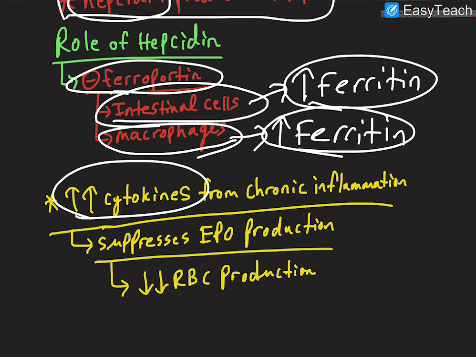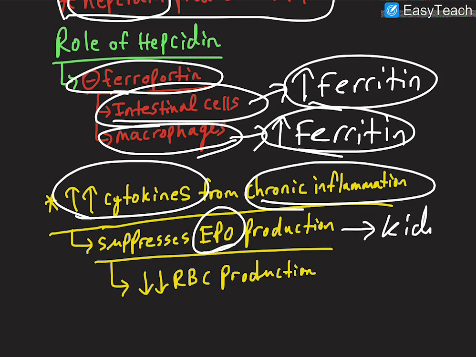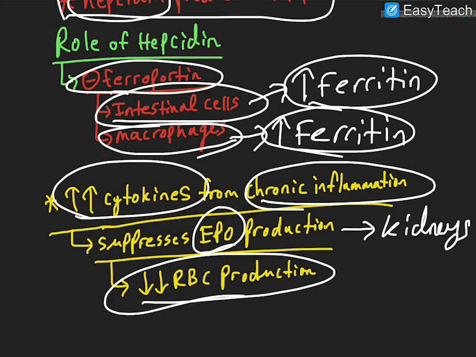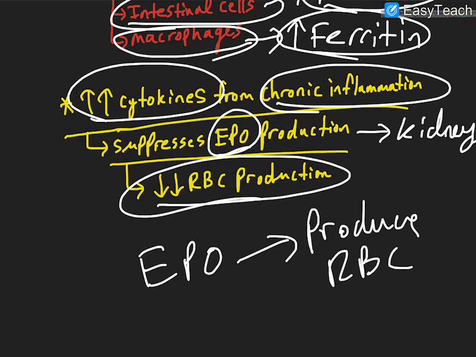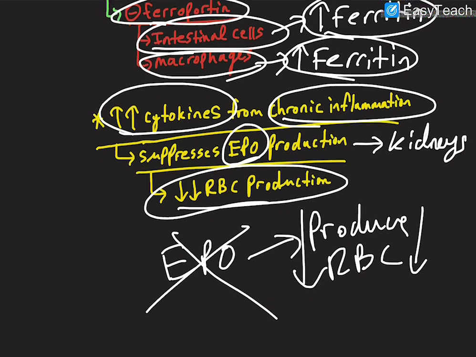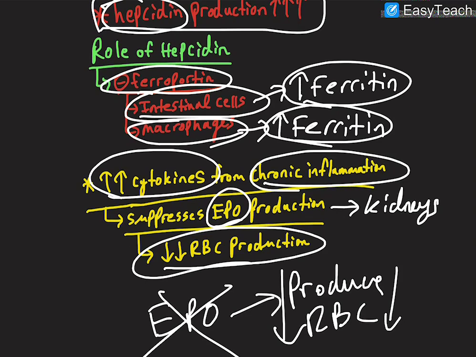So again, the cytokines released from chronic inflammation or infection or tumors not only stimulate your liver to release hepcidin, they also suppress EPO production, erythropoietin. Who produces erythropoietin? Your kidneys. But if you have a lot of inflammation like this, you can suppress EPO production, and that reduces red blood cell production, remember? Because EPO is needed to produce red blood cells in your bone marrow. If you inhibit production of EPO, then you decrease production of red blood cells. Okay, so that's important to keep in mind when talking about anemia.